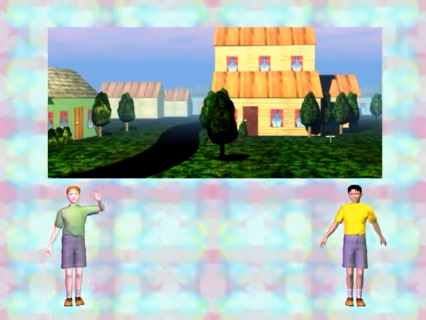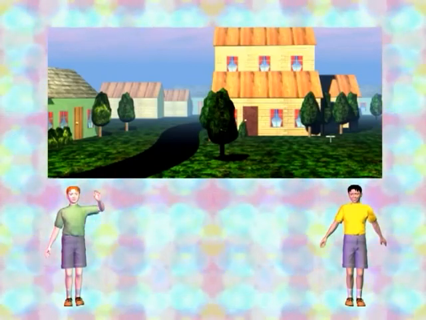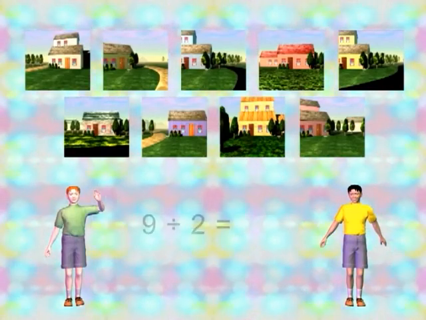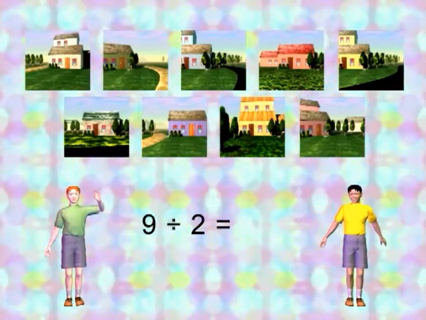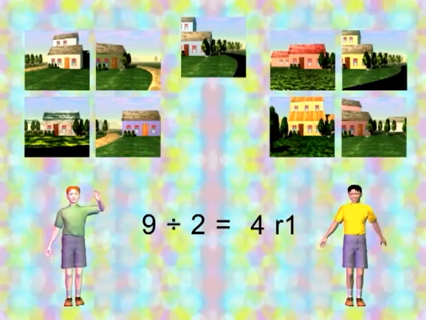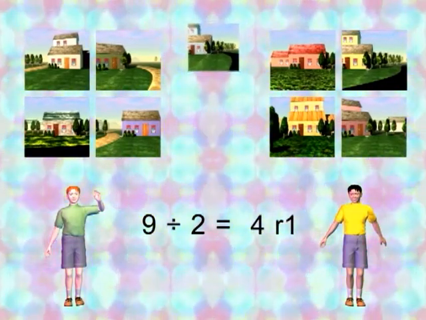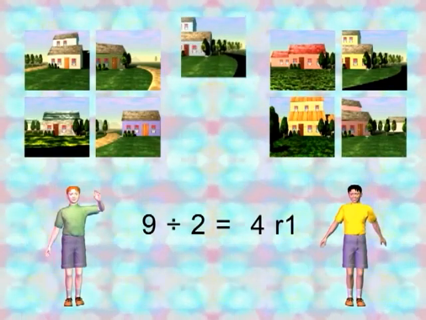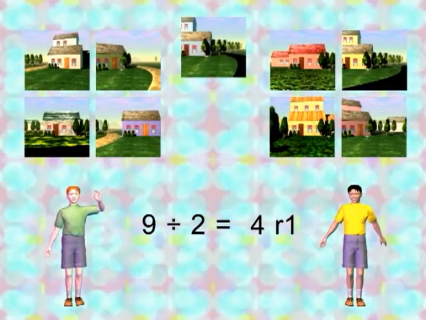Marvin and David enjoy earning money by mowing lawns. They had 9 lawns to care for. They divided the lawns equally among themselves. How many lawns did each boy get? The answer is 4, with 1 lawn left for the boys to do together. Sounds like you have a lot of work, boys. Better get busy.